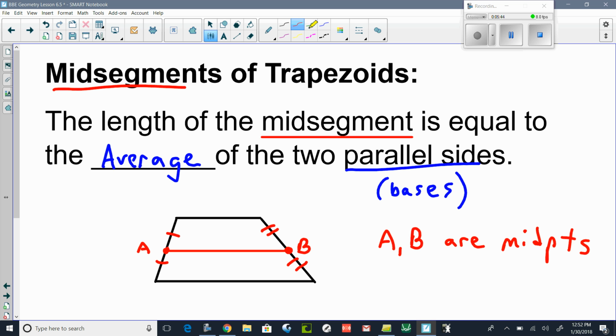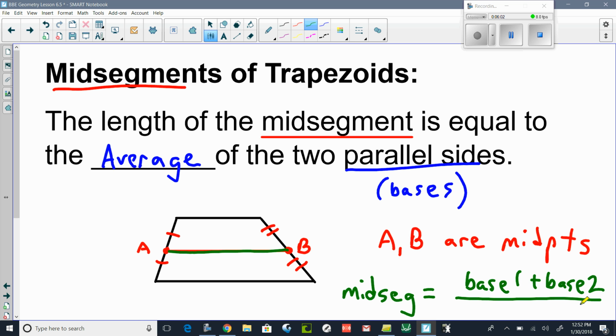If I wanted to take a look at the length of this segment AB, a mid-segment, the length of a mid-segment is going to equal base 1 plus base 2 divided by 2, which is the average. So we're simply going to add up the two bases, this being one of them and this being the other. We can add those measurements up and divide by 2 to find the average, and the average is going to be this length of the mid-segment.